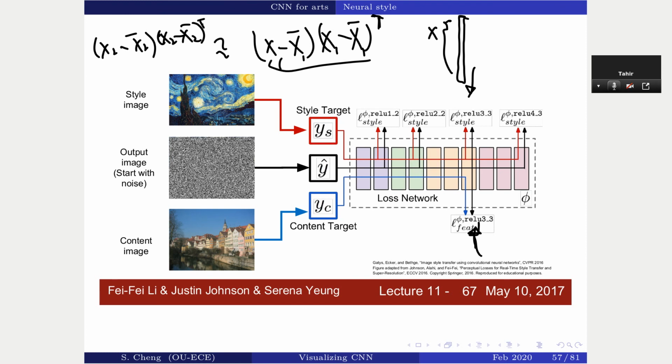For these several layers, actually, I will do the same thing. I'm just trying to force them to be similar. I think it's a bit hard to very rigorously argue why this actually captures the style.